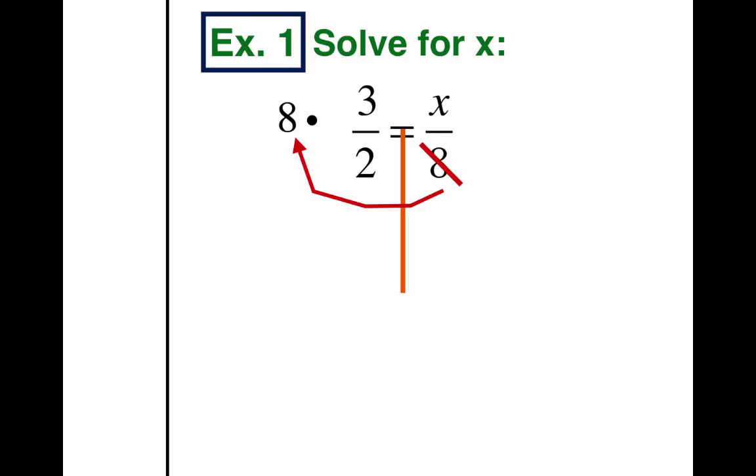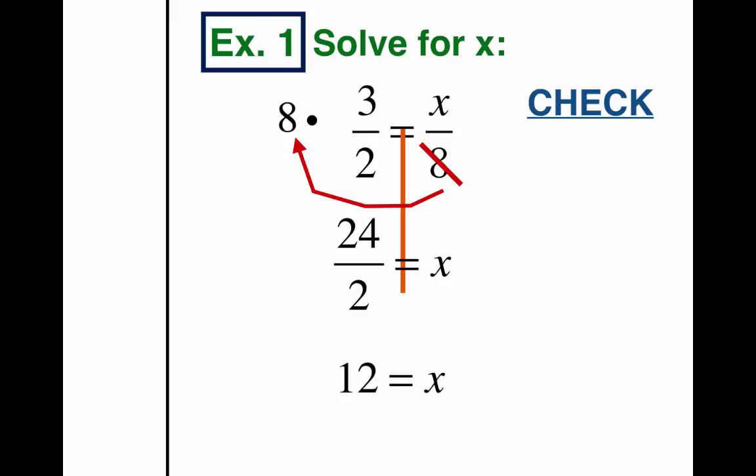Now let's do that math. 8 times 3. 8 times 3 is 24. So now we have 24 halves equals x. We're halfway there. Now we just have to take care of that 24 over 2. But fractions mean divide, so 24 divided by 2 is 12. There's our solution. x is equal to 12.